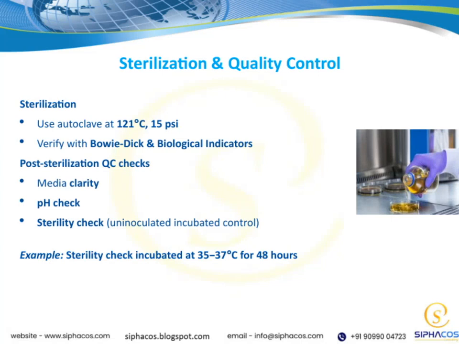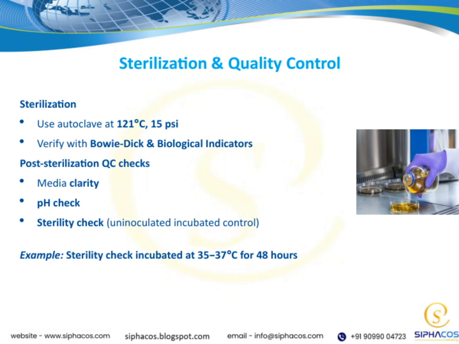Let's talk about sterilization and quality control. When we sterilize, we typically use an autoclave set at 121 degrees Celsius and 15 psi of pressure. This combination is effective in eliminating all microorganisms, but it's not enough to just run the cycle. We need to verify that sterilization was successful. That's where Bowie-Dick tests and biological indicators come in.